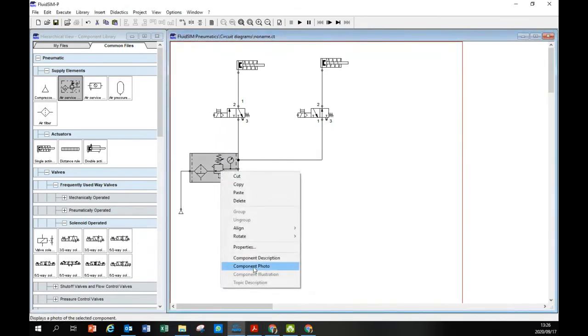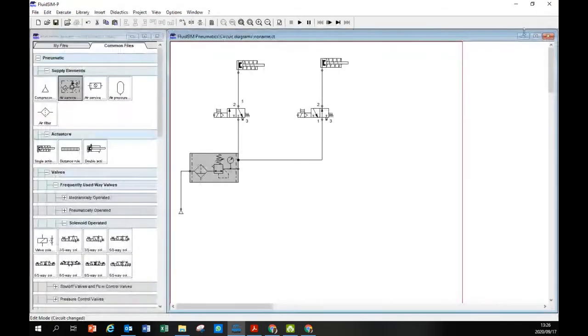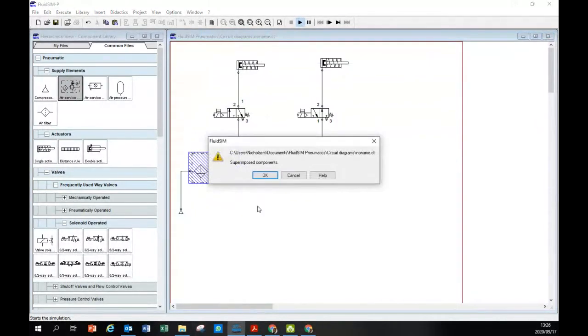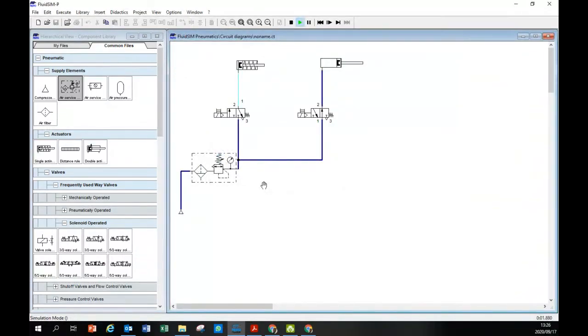This device, who still remembers why we have this device? It's called a service unit. Who still remembers why we have it? Why do I put this device? Service unit. Okay, looks like no one. I'll just simulate. Anyway, yes, the air service unit is to filter the air.